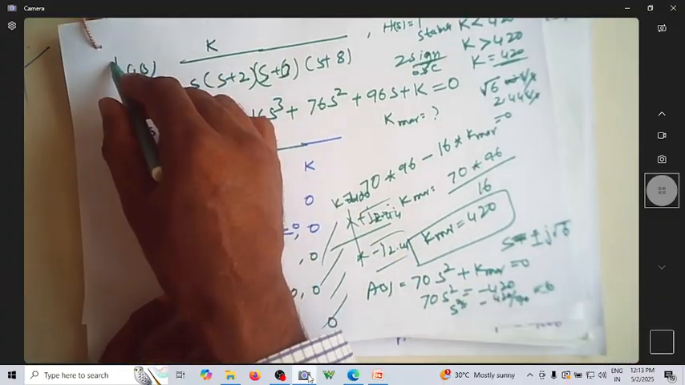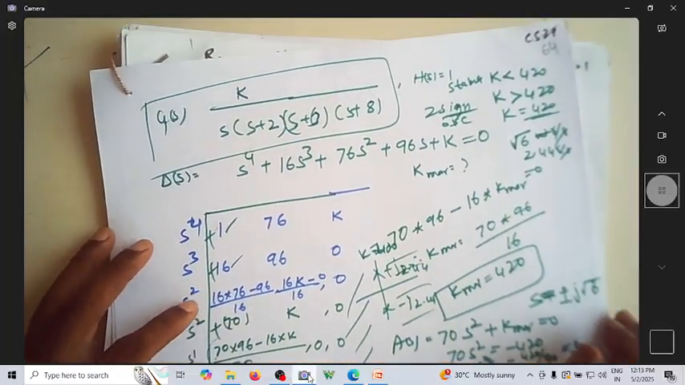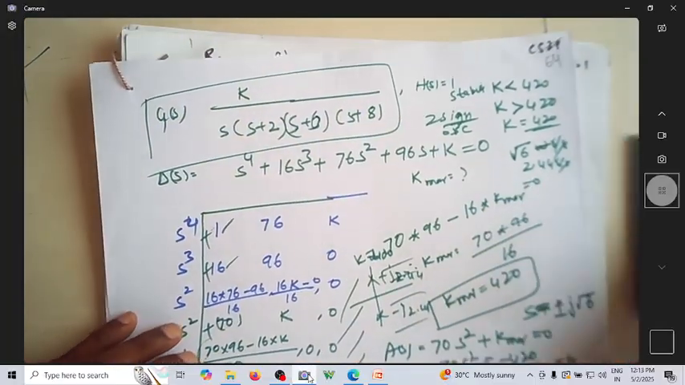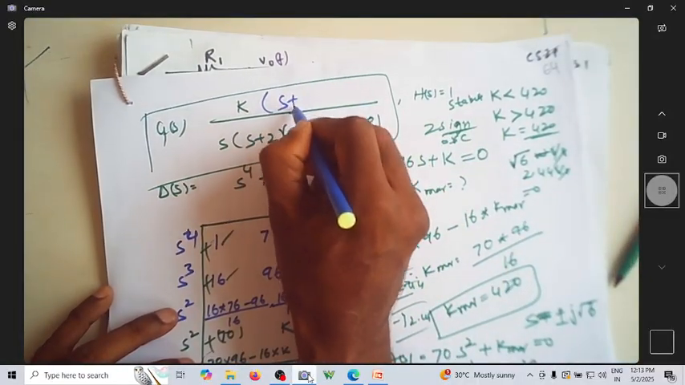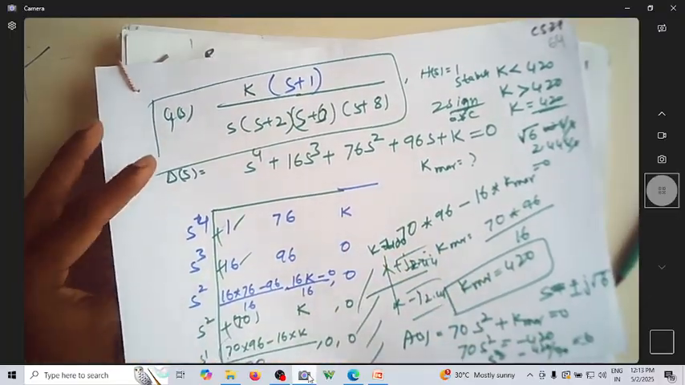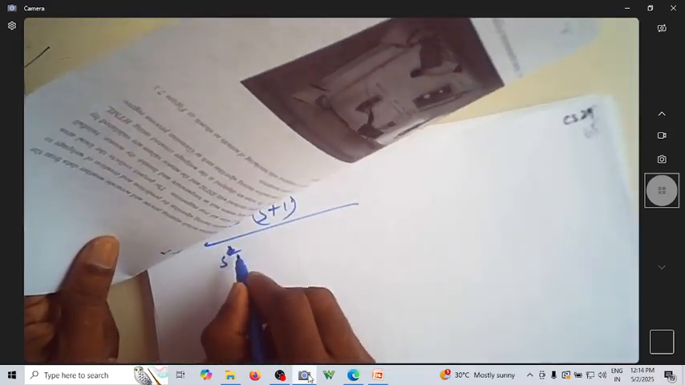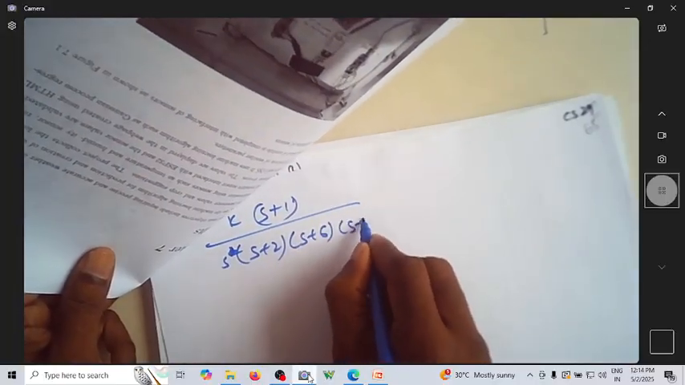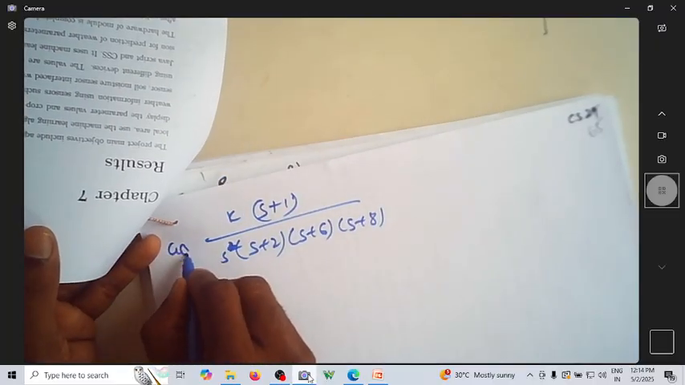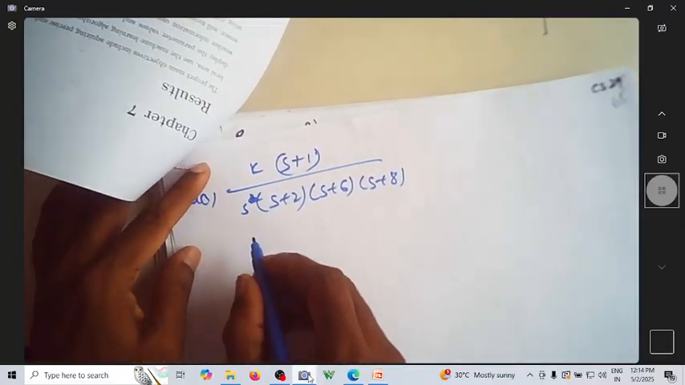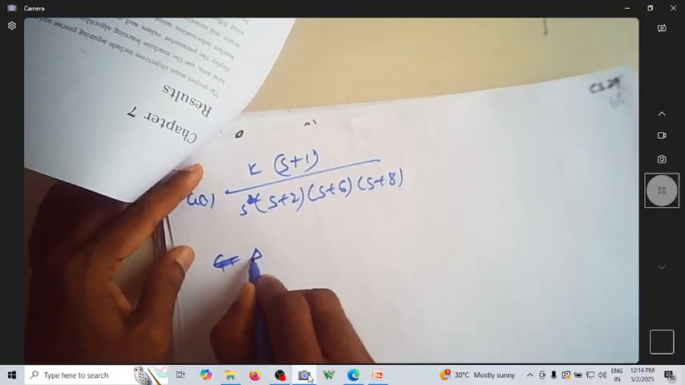That's how you are able to find this. Now to this, if you add a zero, let us see what happens. To this, if you add a zero, what you have is K times S plus 1 over S into S plus 2, S plus 6, S plus 8. Adding a zero to this fourth order system will make what? So it is now del of S.